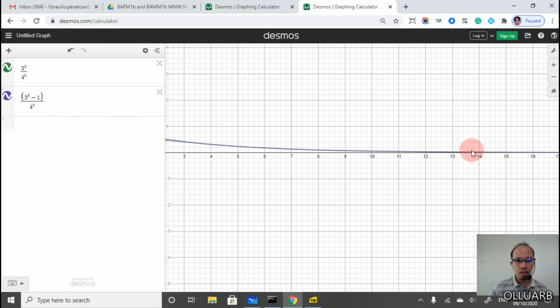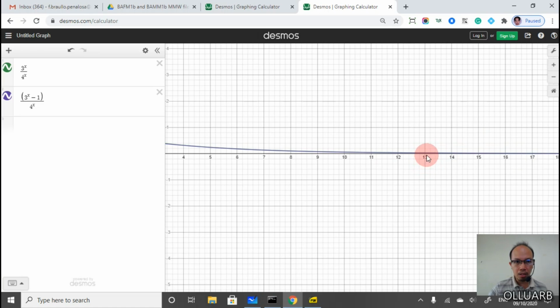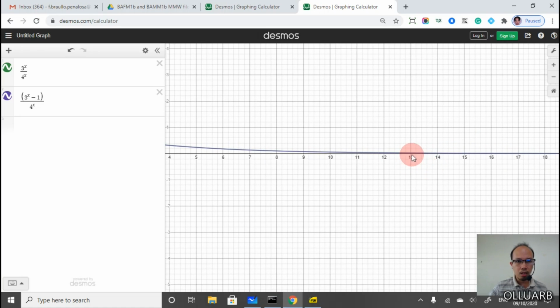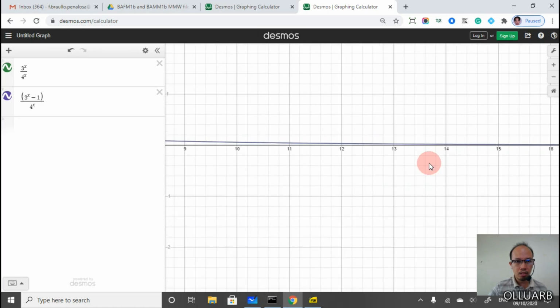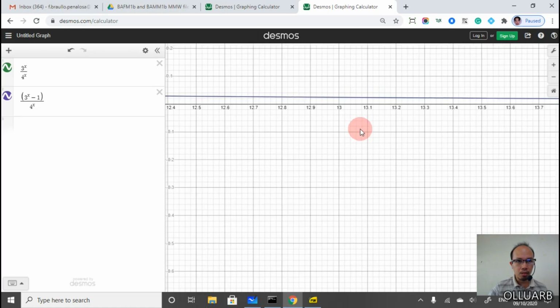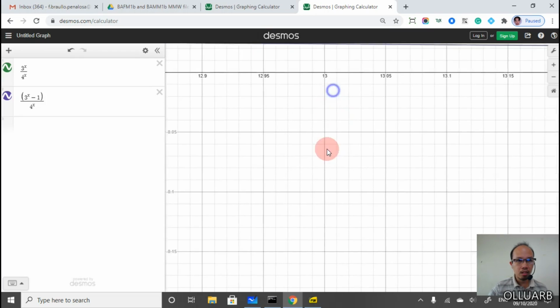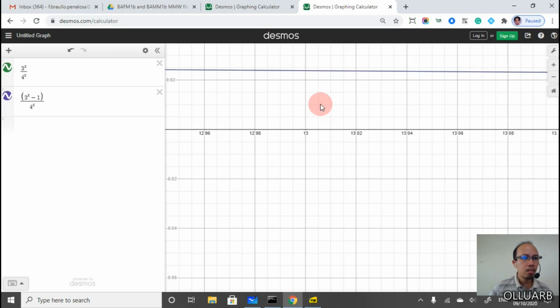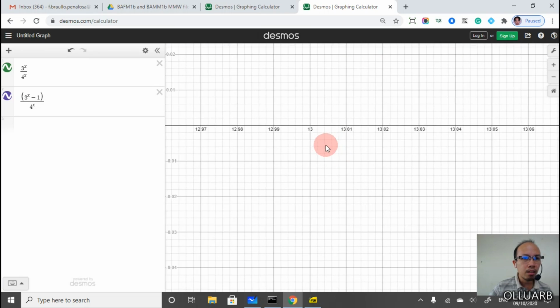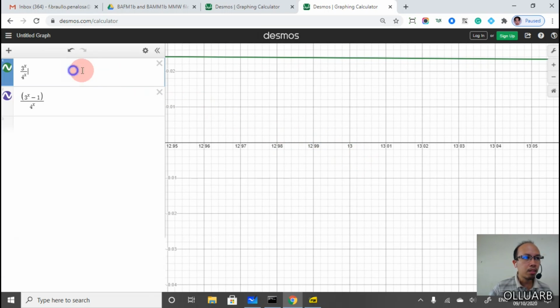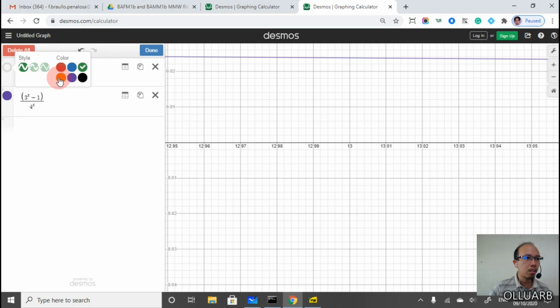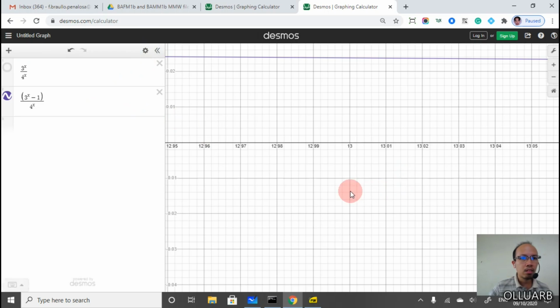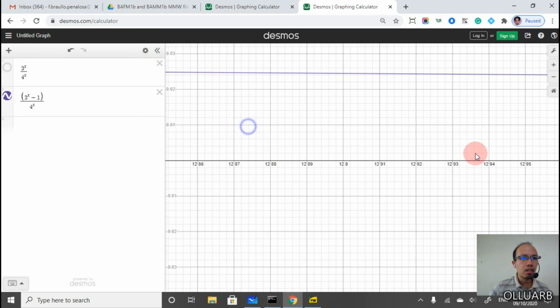If you zoom in here, as you can see, it's overlapping. But if you zoom out, can you see the green? Where's the green one? Can we change that to another color, like orange or red?